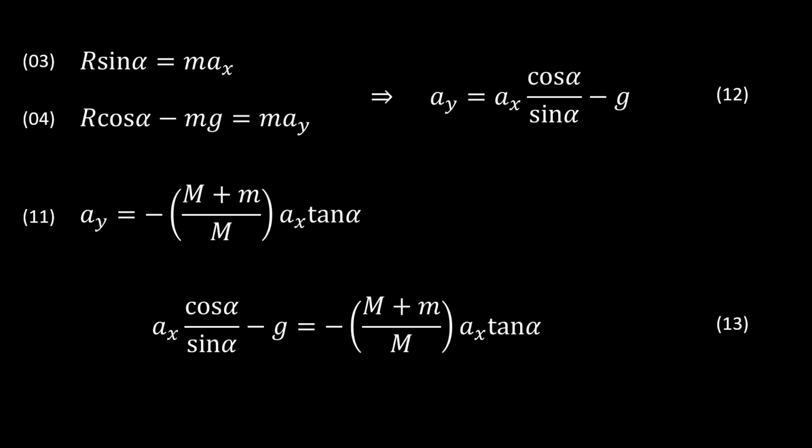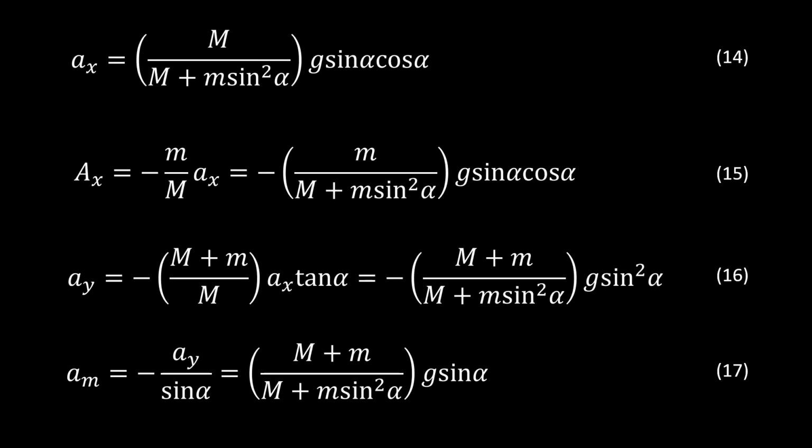Equations 3 and 4 result in equation 12, which relates A sub x and A sub y and the acceleration of gravity. Inserting equation 12 on the left-hand side of equation 11 results in equation 13. Notice that now the only unknown in equation 13 is the acceleration A sub x. All of the other terms are given, so we can factor this equation and find the horizontal acceleration of the block in terms of the mass of the block, the mass of the wedge, and the angle alpha of the inclined plane of the wedge.